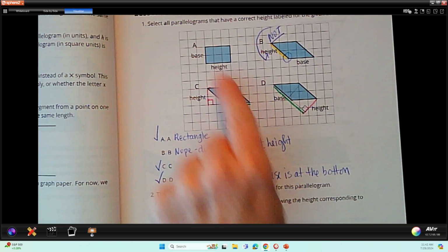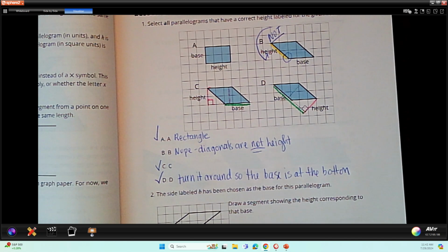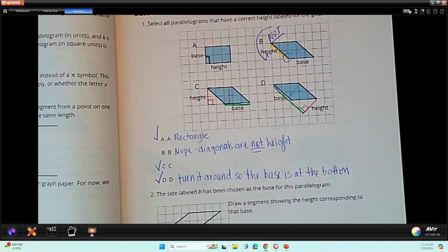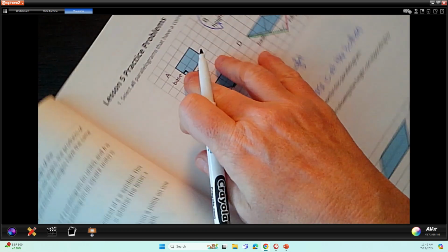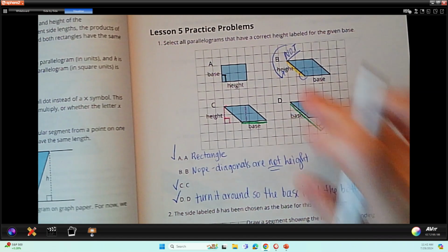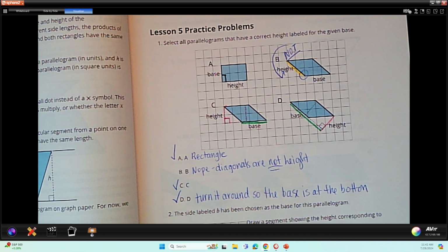The key with all three of these is the right angles. Now, they're not showing you the right angle here, but it's kind of in the square, right? See, there's the right angle. So it doesn't really matter if the base is here or here in a rectangle, they're interchangeable. So really the only one that is not correct is B.